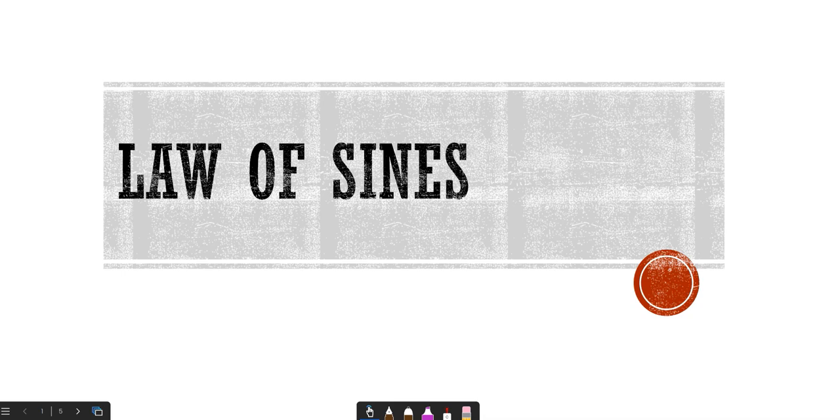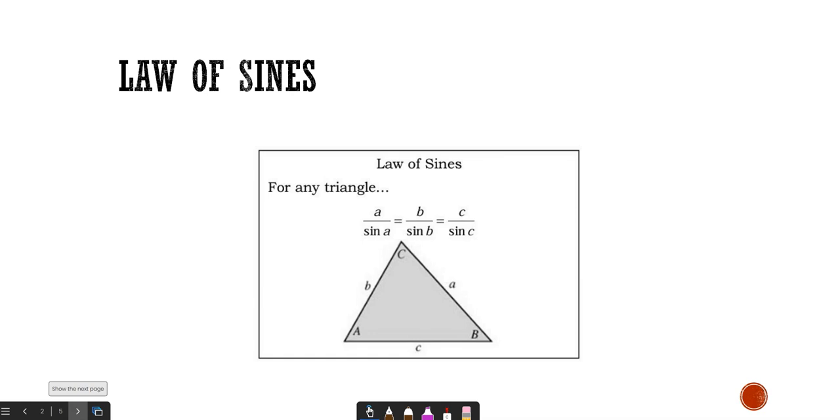In today's lesson, we're going to be focusing on law of sines. Law of sines, as you learned in trig, is a way that we can use trig ratios for non-right angles. For any triangle, the ratio of the side to the sine of the opposite angle is going to be equal. So, a over sine of A, b over sine of B, c over sine of C. They're always going to be equivalent.